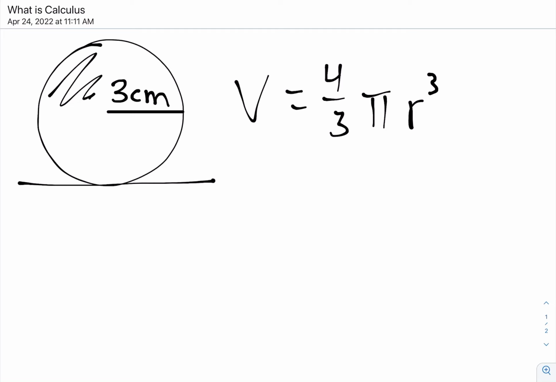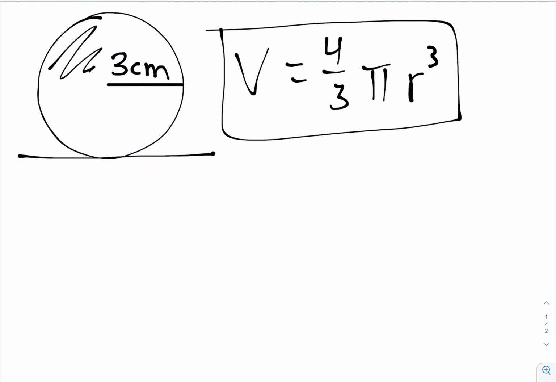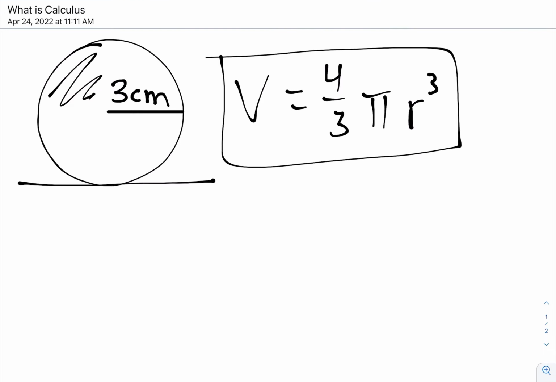Well, maybe you're wondering, where did they even get this formula? Because we always look it up and we see that this is the formula for a sphere, right? Or we can find the volume of a cylinder or the volume of whatever shape we want. But how did we actually get these formulas?